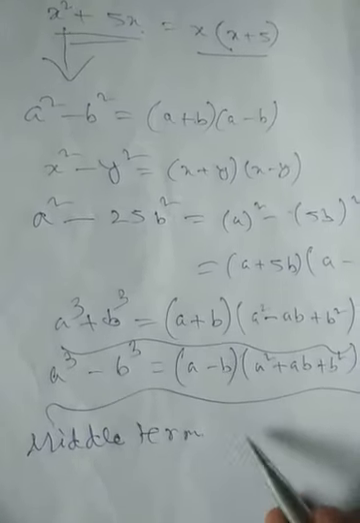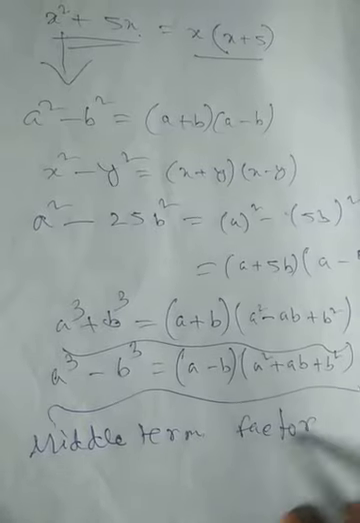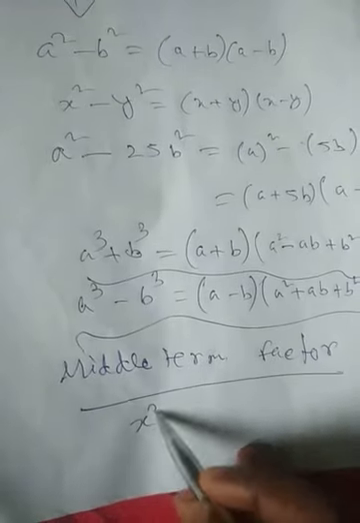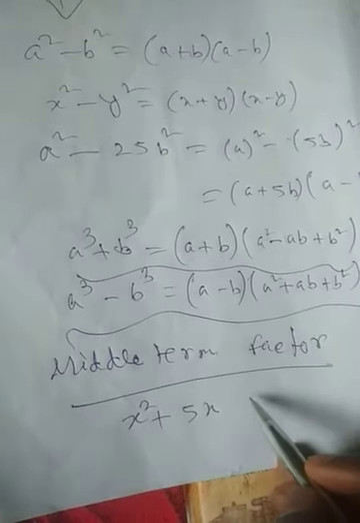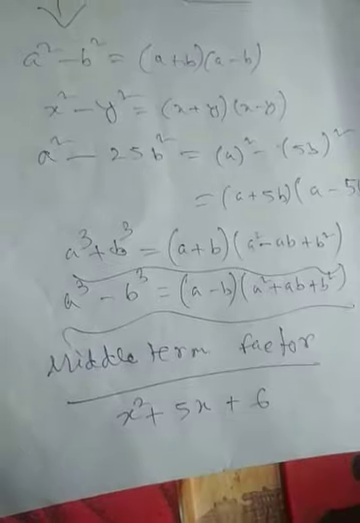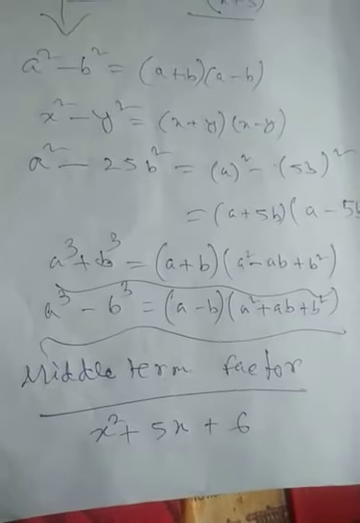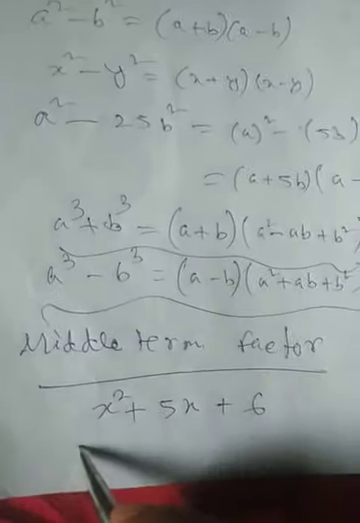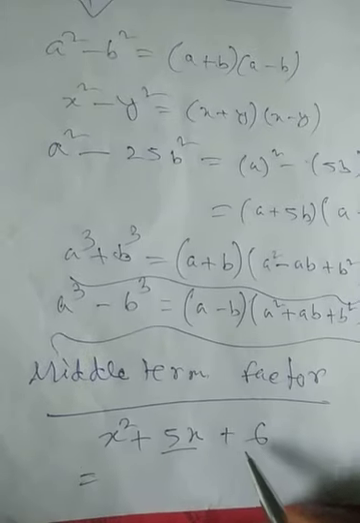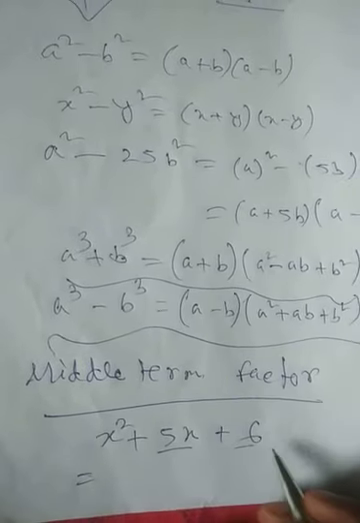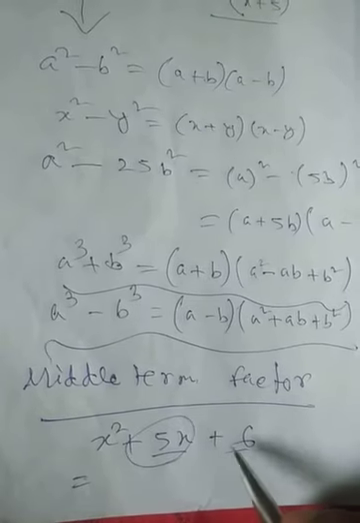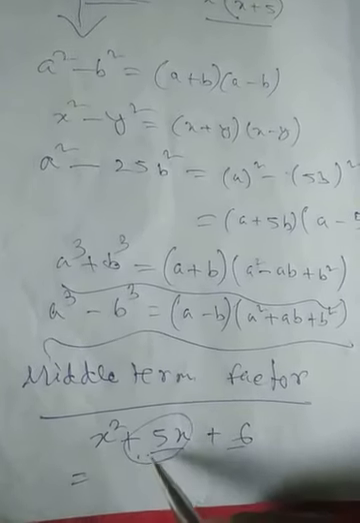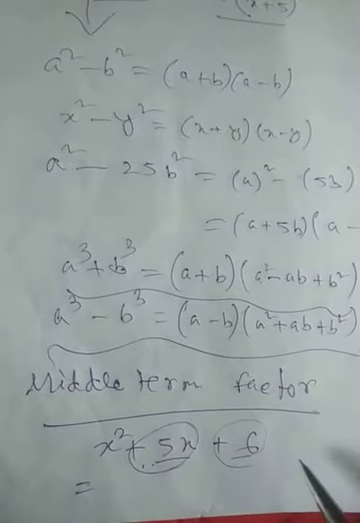Otherwise, the most important thing is middle term factor. Actually, you have done that before. Middle term factor means if there is an expression like x square plus 5x plus 6, you have to factorize that. In the middle, what is there? 5. Here is 6. You have to break the middle term in a way that if you add them, that becomes 5. If you multiply them, that becomes plus 6.